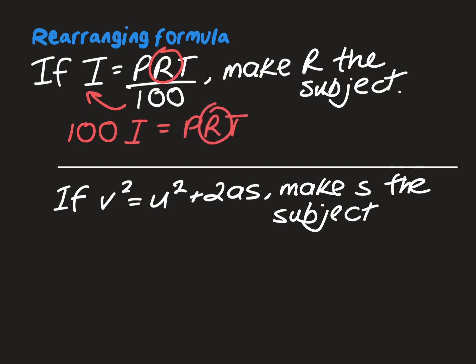Again, we're still looking for R. So R is multiplied by P and by T. So to get rid of it, we just divide. So we've got 100 times I, sorry, and we just divide by P and T. And that equals R. And we've made R the subject. We want R equals.